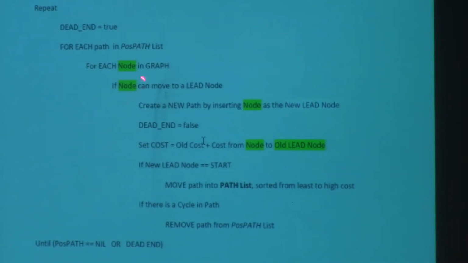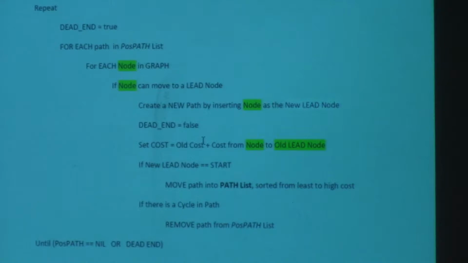Okay, and so I'm going to do all this stuff in here. And then I'm going to do this loop again. I will do this until the possible path is equal to nil. What does that mean? There's no more possible paths, or I have a dead end. So if the possible path is not equal to nil, that means I still have some paths in the left-hand column. Or dead end, and how is dead end gotten?